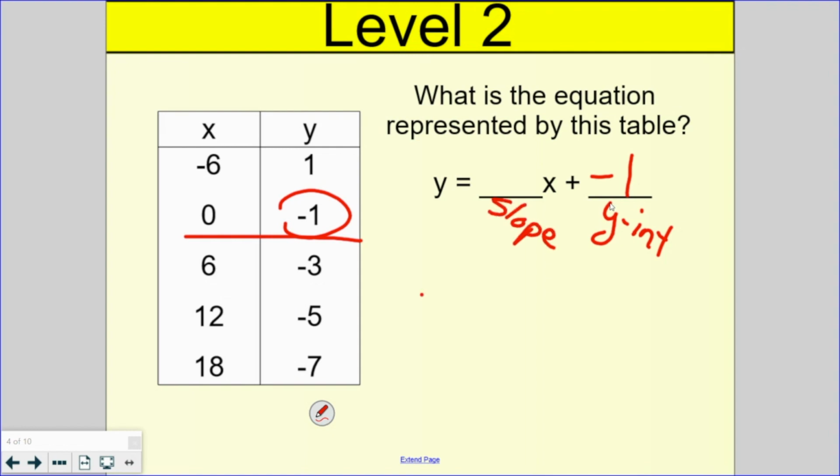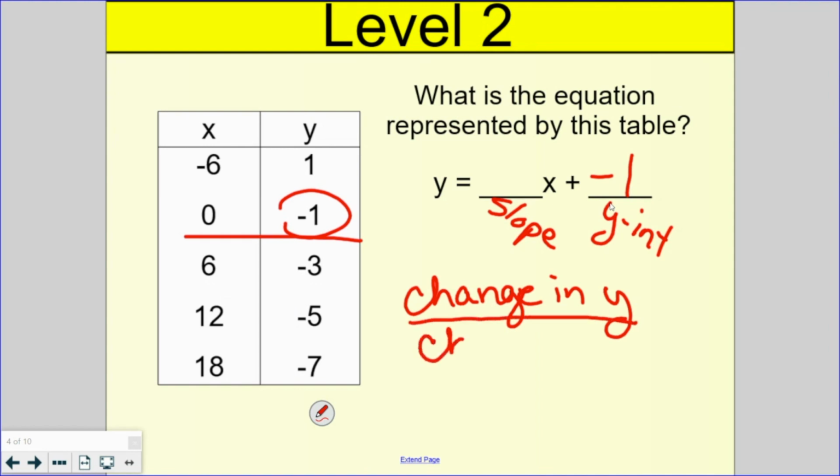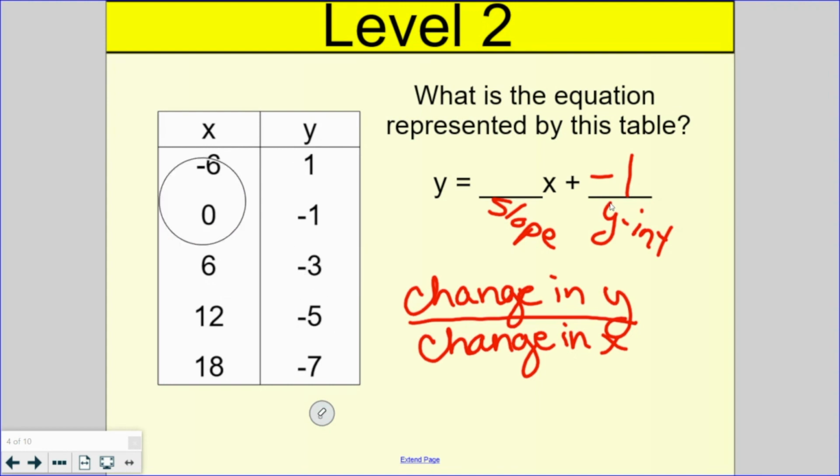Remember, the slope is change in y, that goes on the top, the numerator, over the change in x. So I actually like to find my change in y first, since that's on the top. So I'm going to come over here, and I'm going to look at my y's, and I'm going to see what is happening every time to go from 1 to -1, -1 to -3, -3 to -5.